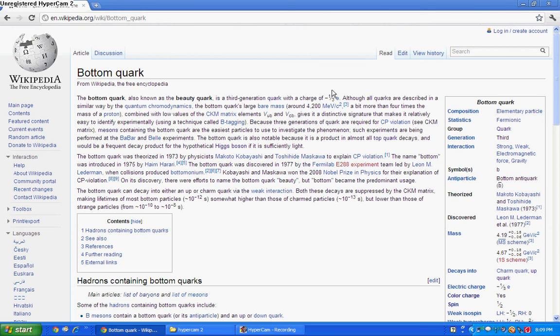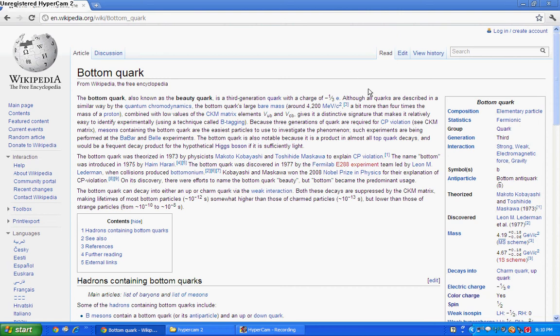Anyways, there's this thing called CP violation. It's where the distinction, like how antimatter is supposed to be the exact same thing as matter except for the swapped charges, gets broken. I might do a video on that in the future. Mesons containing the bottom quark are the easiest particles to investigate how CP violation, which is antimatter and matter, how that happens.